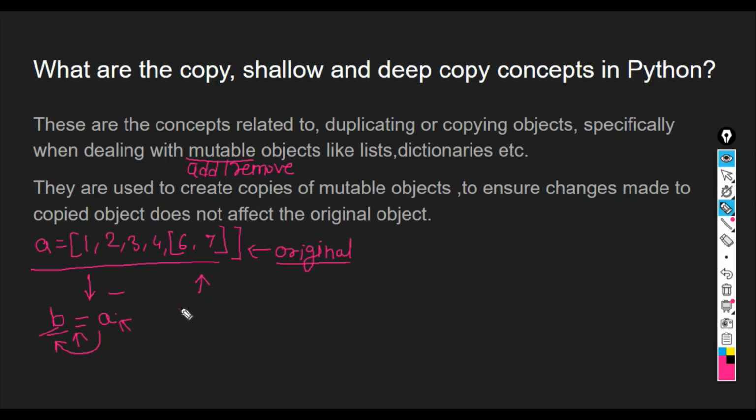Because of this, a is now the original list, and this original list is intact, and whatever changes you want, you can now make in b. This is the copy concept, right? For that purpose you use this copy concept to create a copy of your original object. But this is just a simple copy. We are going to see in detail what is copy, shallow copy and deep copy.